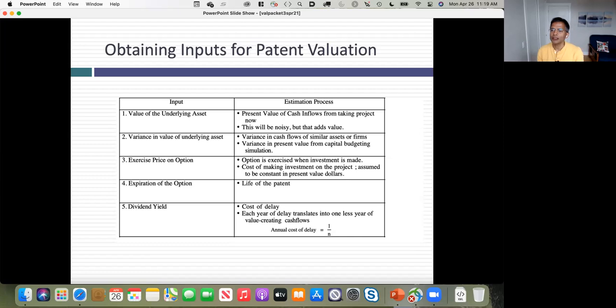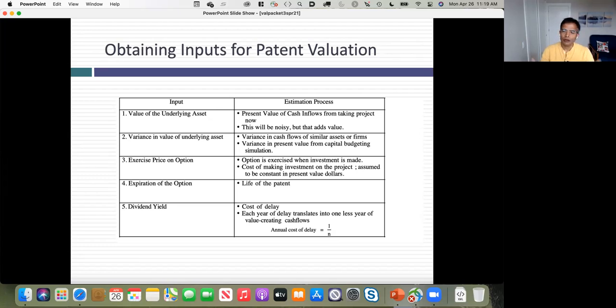Think of what the underlying asset is with a patent. It's whatever commercial product you will produce with the patent. So if you take the present value of the cash flows you would get from developing the patent today, so don't play games about what you do in the future. If you develop the patent today, what will your cash flows look like?